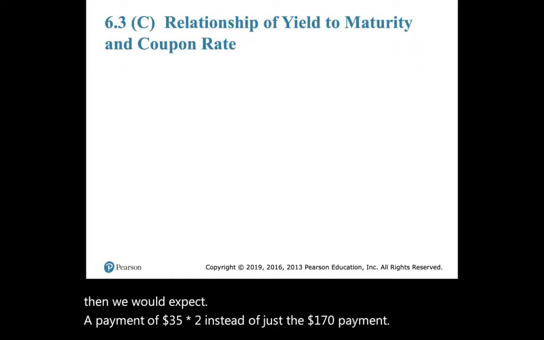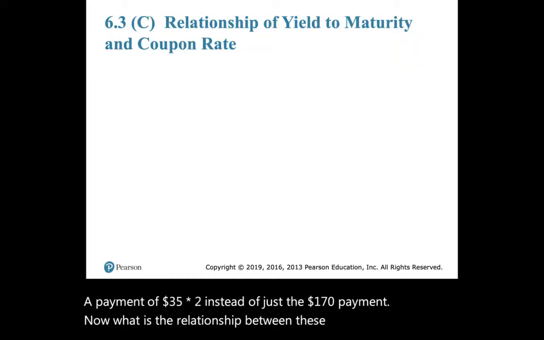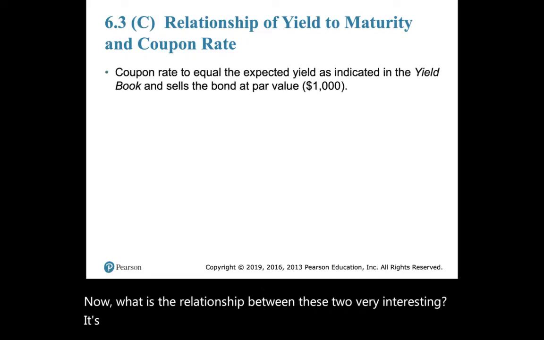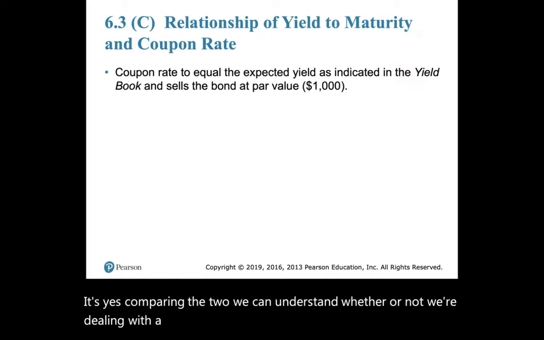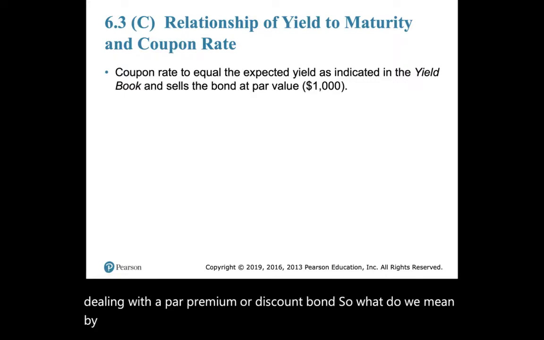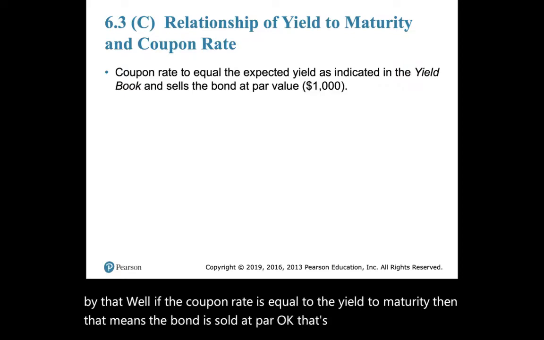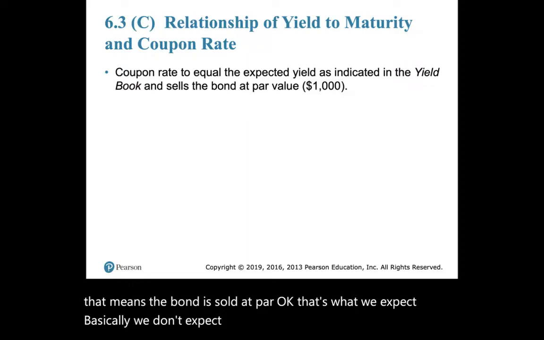Now, what is the relationship between these two? Very interesting. Well, comparing the two, we can understand whether or not we're dealing with a par, premium, or discount bond. So what do we mean by that? Well, if the coupon rate is equal to the yield to maturity, then that means the bond is sold at par. That's what we expect. Basically, we don't expect any value changes.